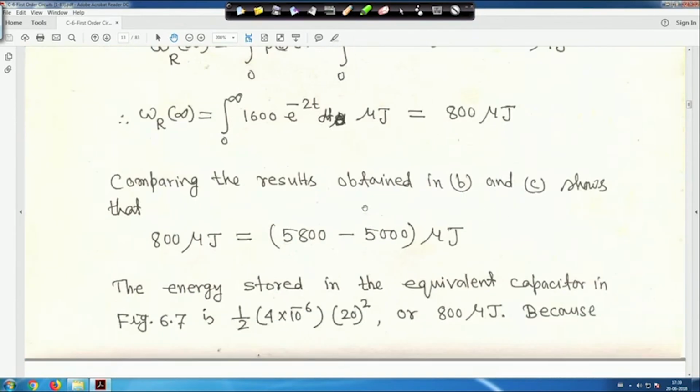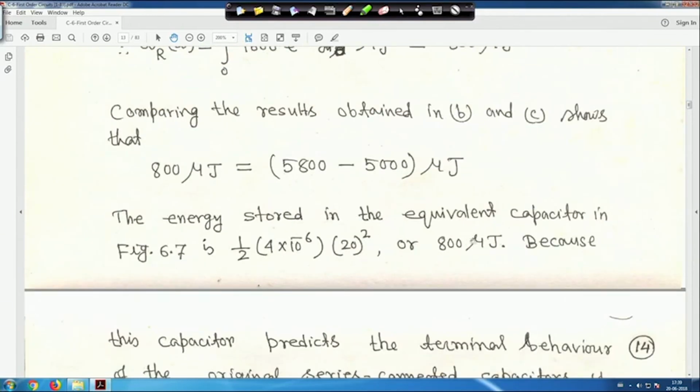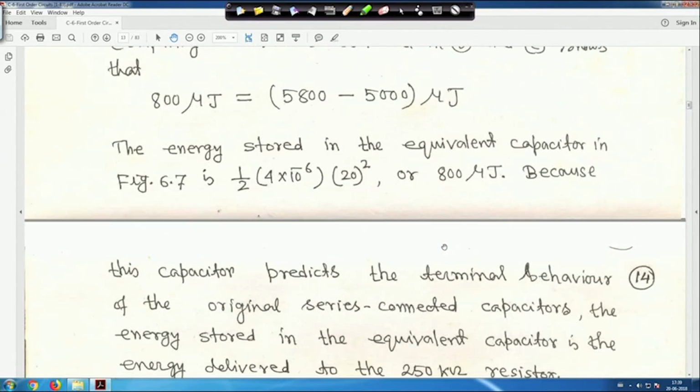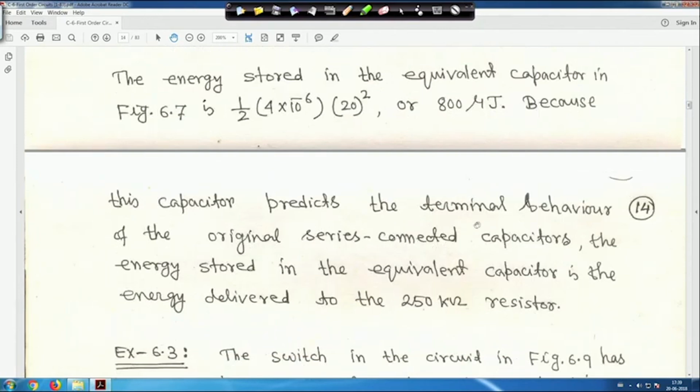Comparing the results obtained in B and C shows 800 microjoule is equal to 5800 minus 5000, which is 800 microjoule. The energy stored in the equivalent capacitor, where equivalent was 4 microfarad, half C V squared, is 800 microjoule. So this 800 microjoule is actually dissipated in the resistor. Because this capacitor predicts the terminal behavior of the original series connected capacitors, the energy stored in the equivalent capacitor is the energy delivered to the 250 kilo ohm resistor.